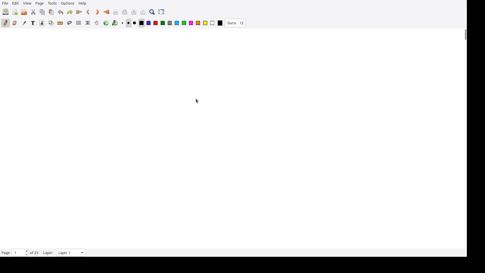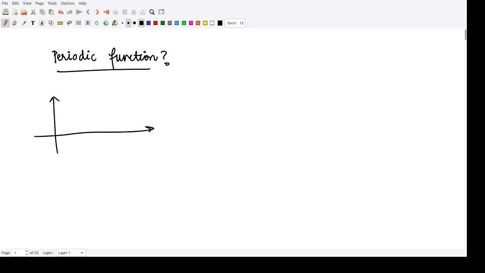So today we'll discuss periodic functions and the Laplace transform of periodic functions. First, what is a periodic function? A periodic function is one which repeats itself. Suppose this is the given function.